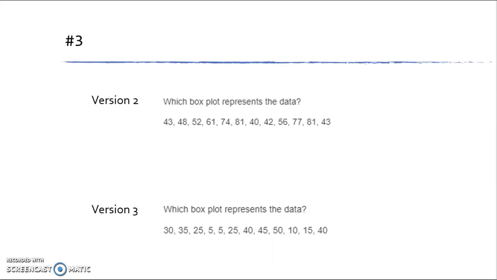No matter which version of this test question you have, you're going to work it out the same. Put your values in order, find your minimum and maximum, then find your median, and then look at the lower half, find the middle of that, look at the upper half, find the middle of that.